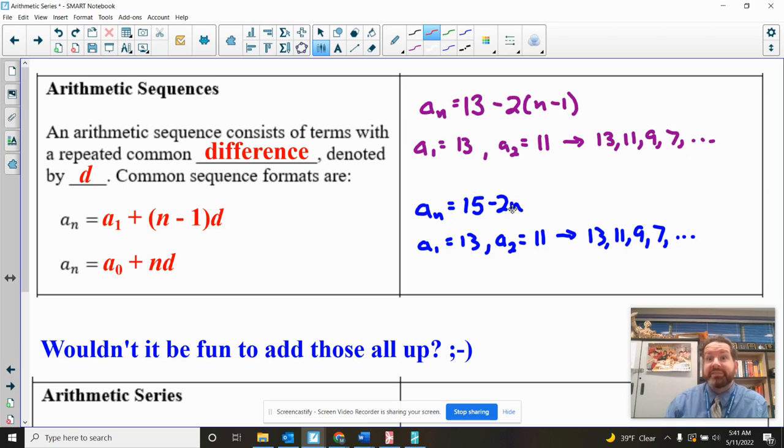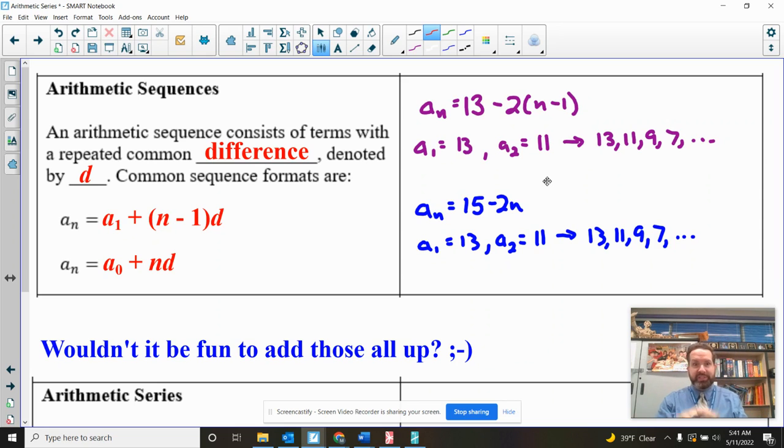So here's an example of this same sequence just described in this second format. So 15 minus 2n. For the first term, put a 1 in for the n. 2 times 1 is 2. 15 minus 2 is 13. So you get the same thing. You can get any other term in the sequence the same way. So which of these is better? Depends what you're doing. I just want you to know they're both okay. If you're interested in how you go from this one to this one, there are a few ways. I'm sure you can figure them out.